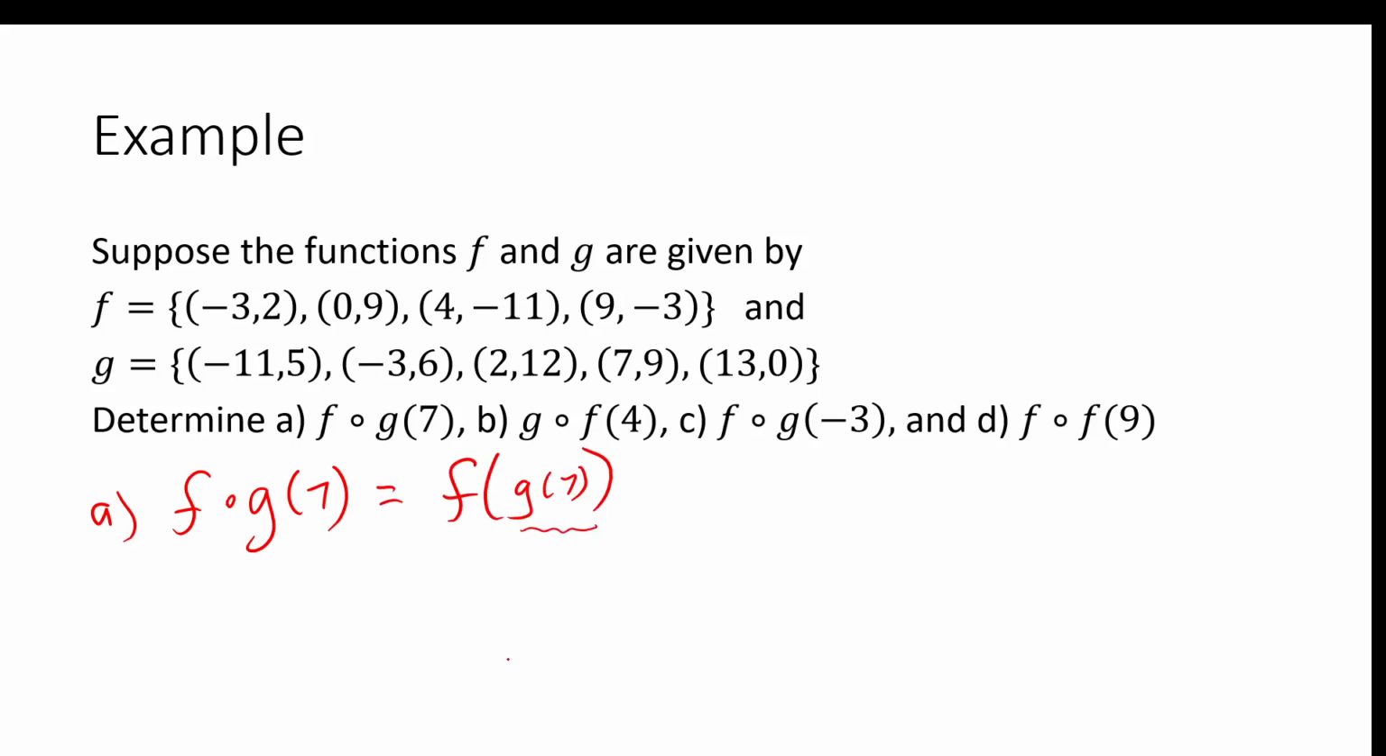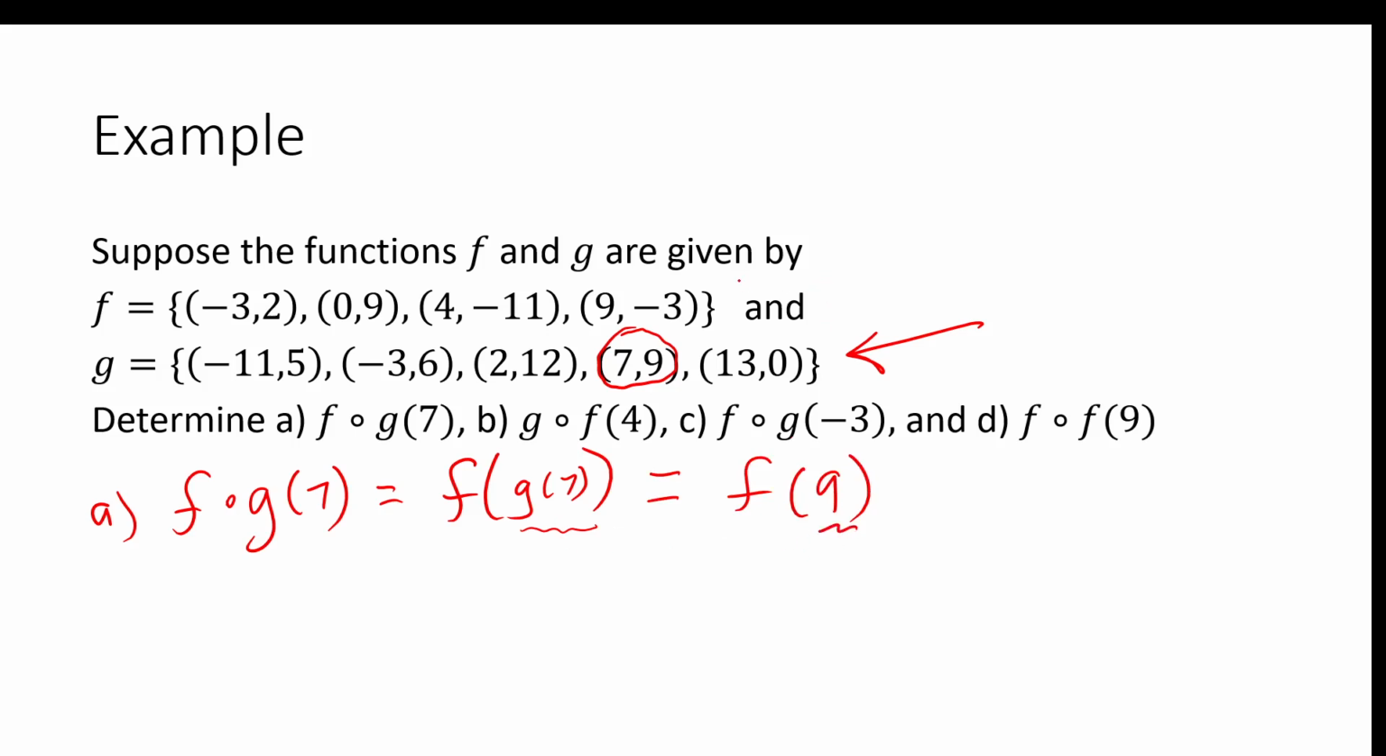We're going to find out what g at 7 equals. So what we do is we look at the function g. G at 7 is the y coordinate that you get when the x coordinate is 7. So we look at this one right here. The y coordinate we get when the x coordinate is 7 is 9. In other words, g at 7 equals 9. So instead of saying f of g of 7, we'll say f of 9.